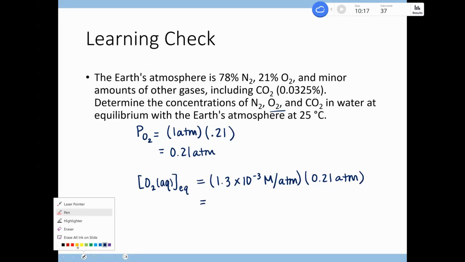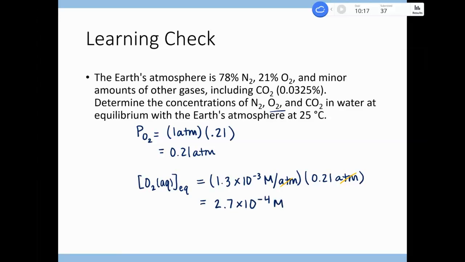Units of atmosphere cancel out, and so we have units of molarity left. That's good because we're calculating concentration. If you multiply these together, 2.7 times 10 to the negative 4 molar. So we first calculated the partial pressure of oxygen and then used Henry's law to find the concentration of oxygen in water at 1 atm.